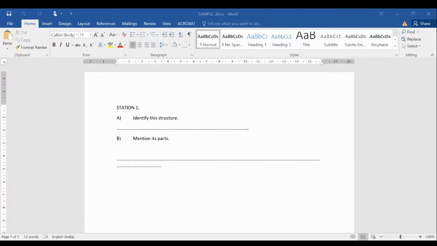For example, we are given the trachea. The picture will be there. In the picture, we will make a pointer. Above the picture we will write station 1, and next to the pointer we will make a point A. So what you have to identify? You have to identify that structure. Okay, what is that structure? For example, that structure is trachea.